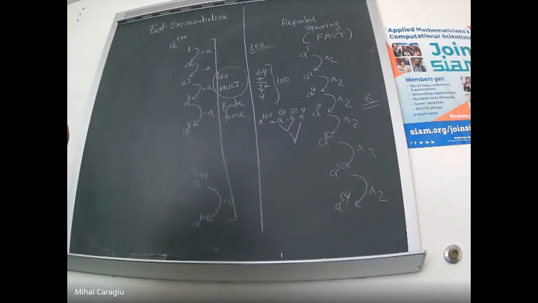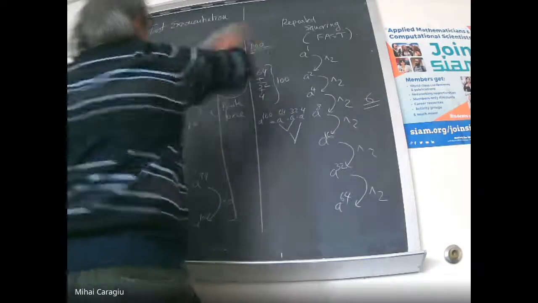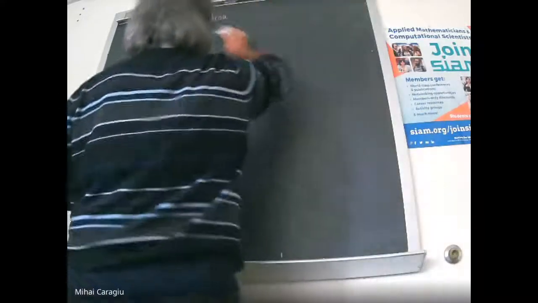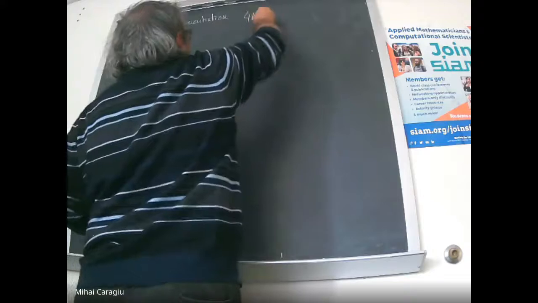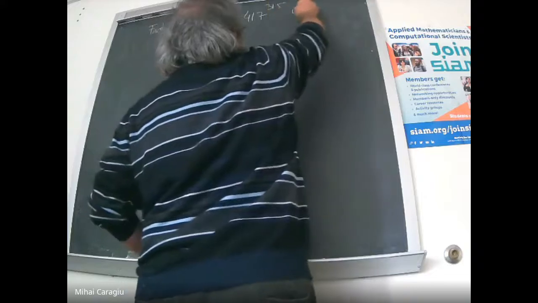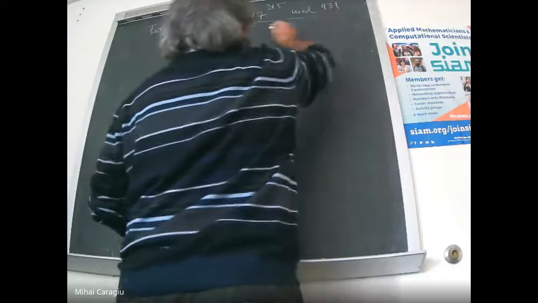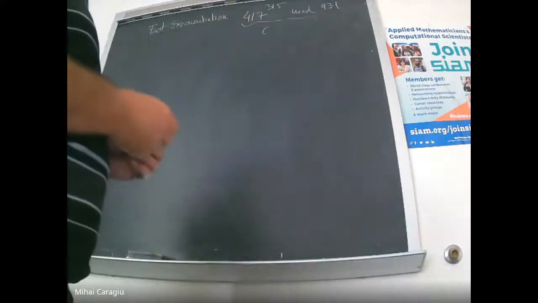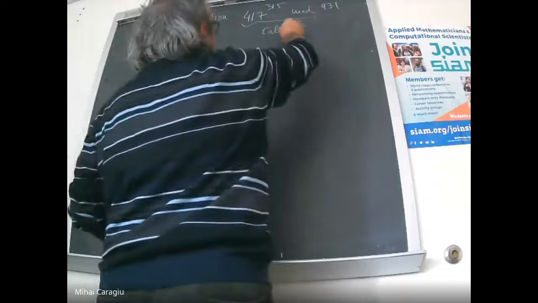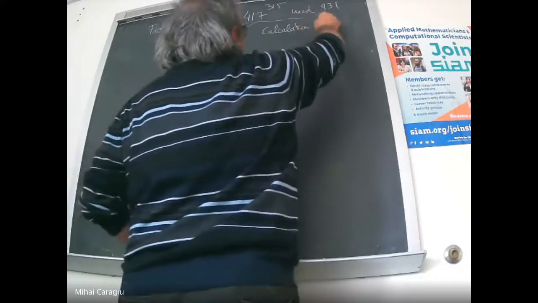Let's try to apply it on a concrete case. The example is 417 to the power 315 modulo 931. So this will be a calculation in the residue class ring Z sub 931.